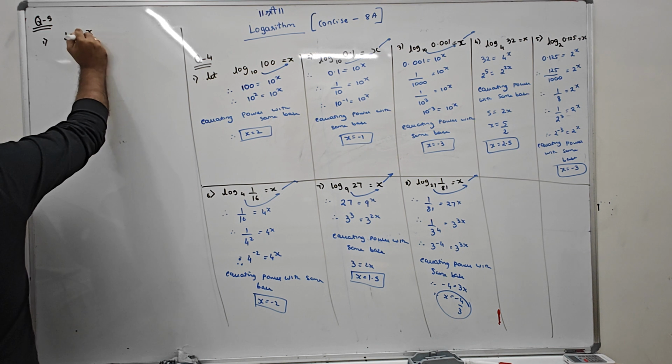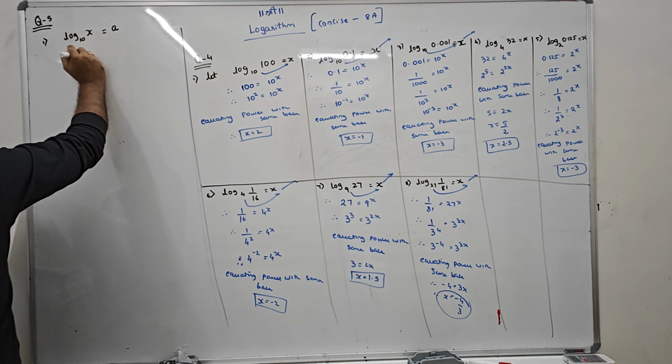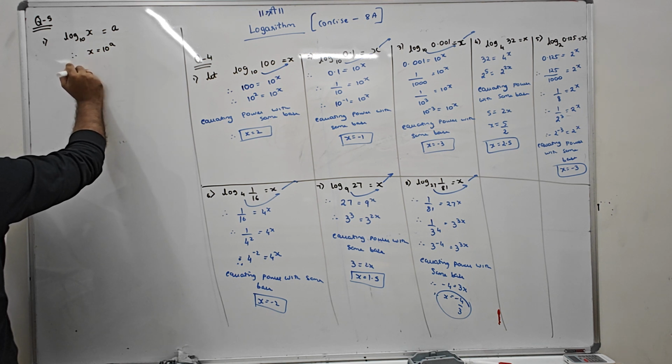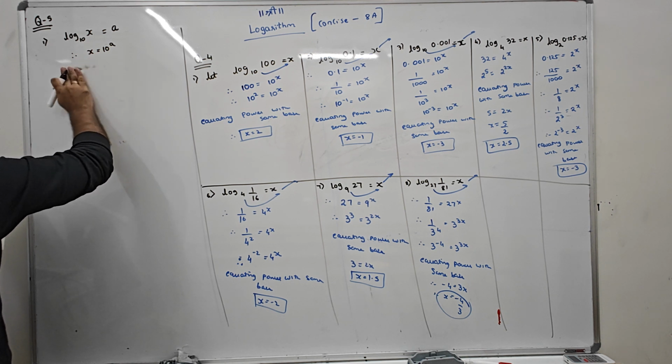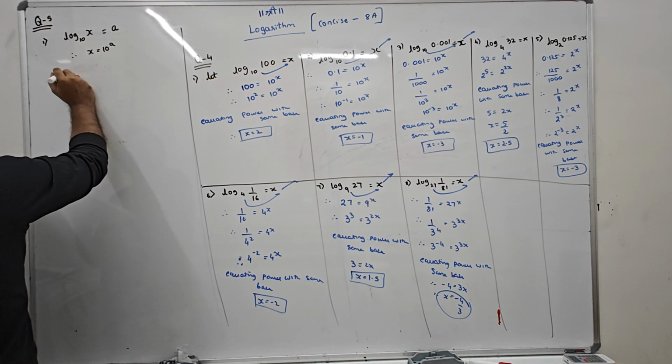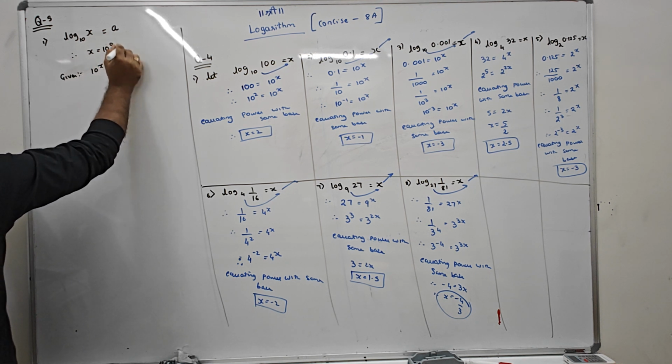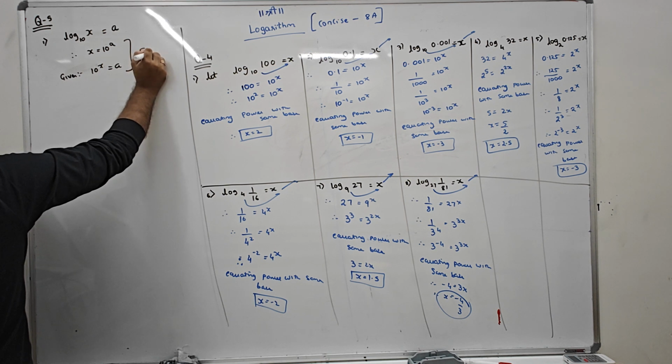Log of x to the base 10 is a. तो x क्या हो जाएगा बेटा 10 is to a. It is not equal to, therefore. Given क्या है बेटा 10 is to x is equal to a. Hence false statement.